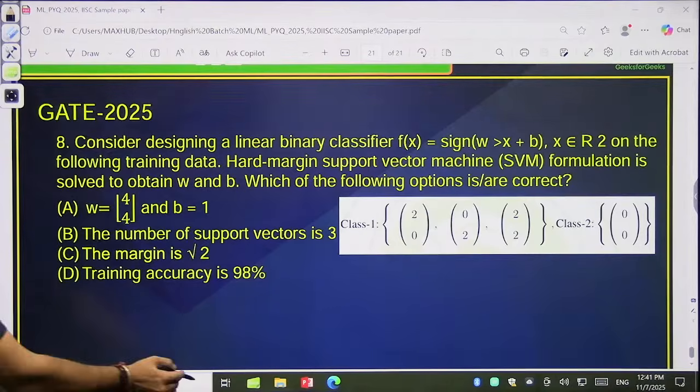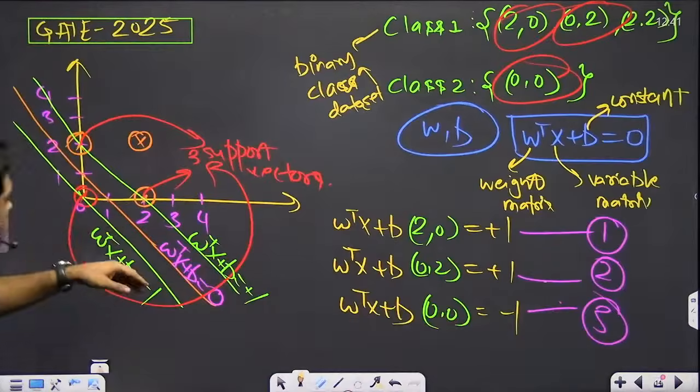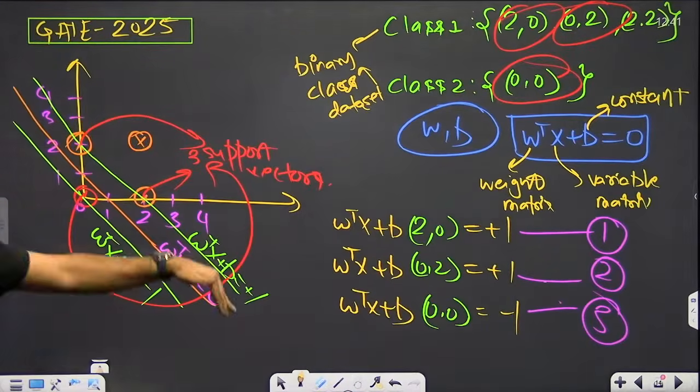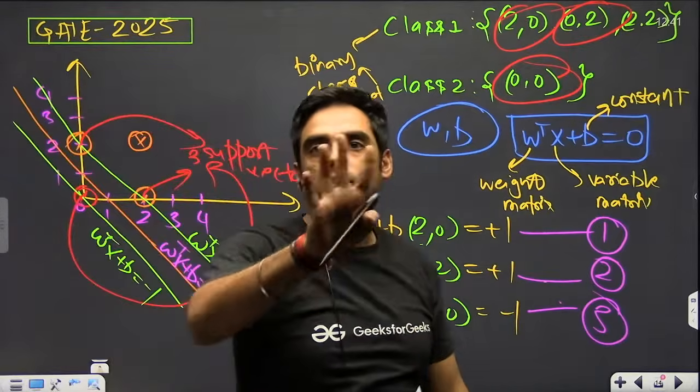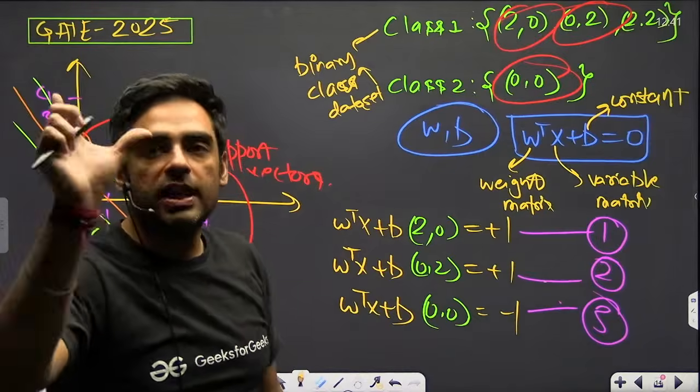You can also verify this by taking this as the negative class and this as the positive class. Then also you will get a wrong option; you won't get option A. So option A would be wrong here.